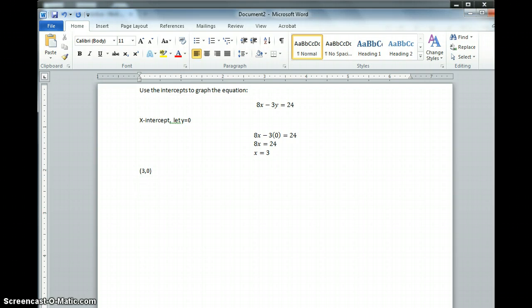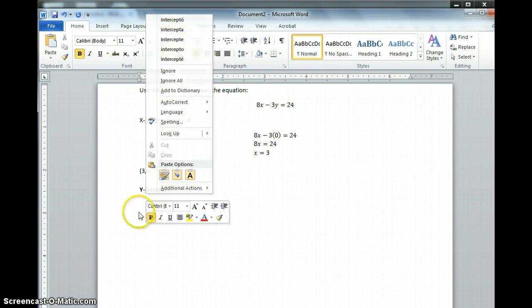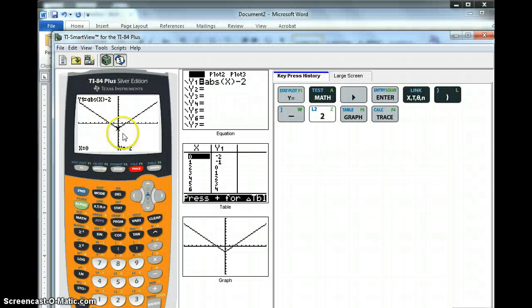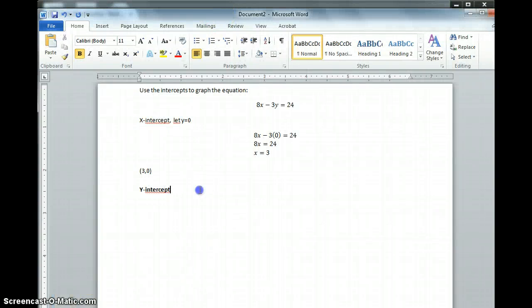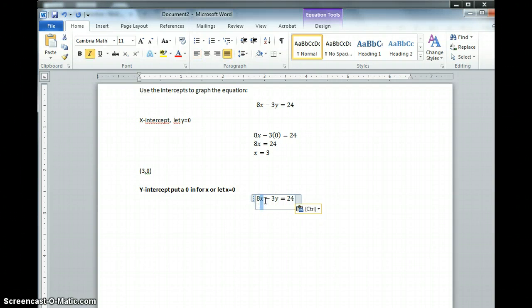Now for the y-intercept, that's where it crosses the y-axis. Look, there's the y-intercept of this graph. What's the value of x right there? It's 0. Again, you haven't gone left or right at all, so you put a 0 in for x, or let x equals 0. I'm going to copy this equation down here, and where I see x, I'm going to put a 0.